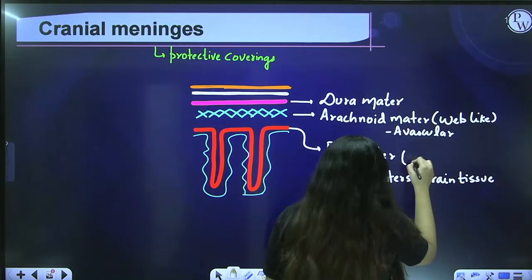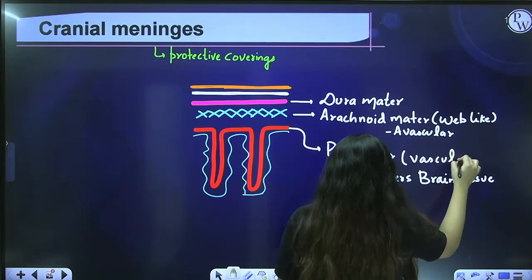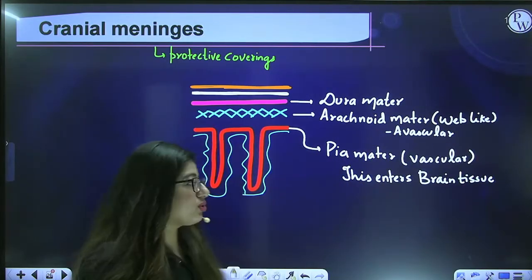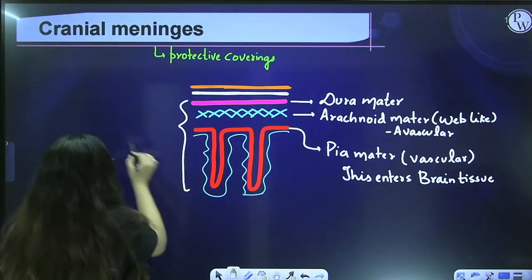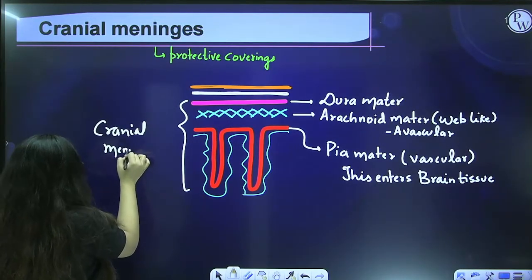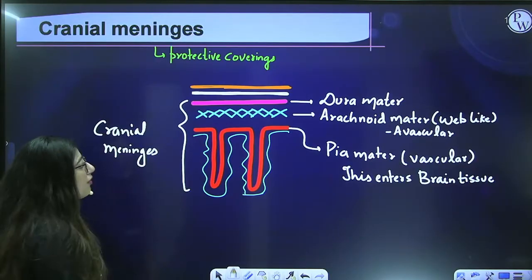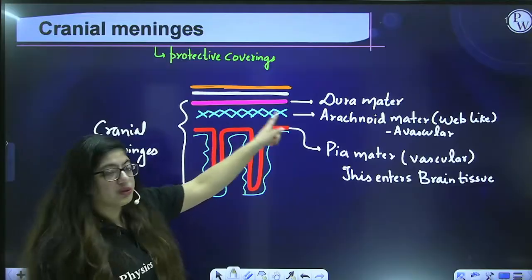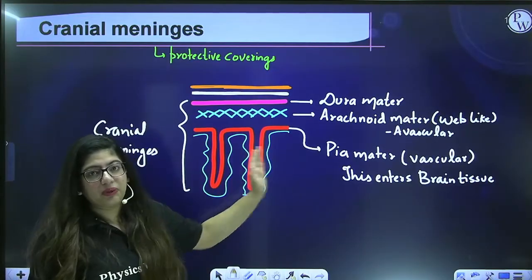Okay, so they might ask you a question about the sequence of these cranial meninges. What are these three layers? These three are the cranial meninges. If they're asking you about this sequence from outside to inside, what will you say? You will say first dura mater, then arachnoid mater, then pia mater, right?